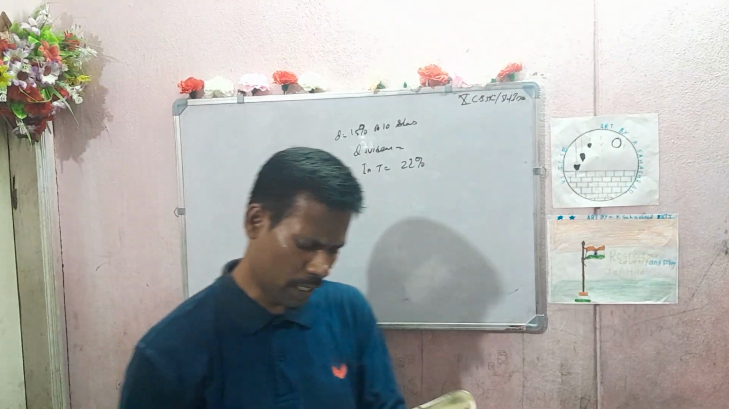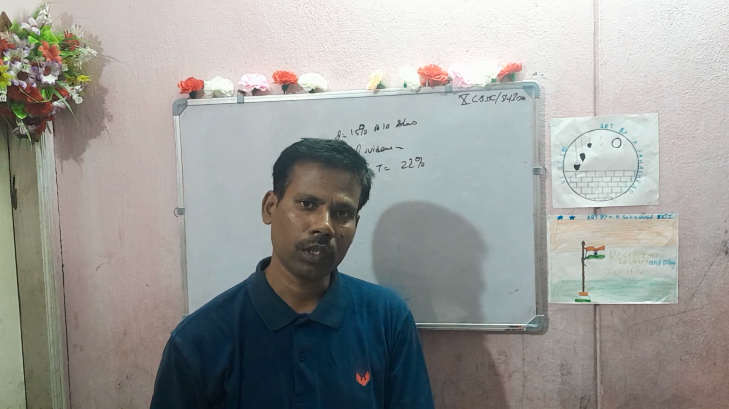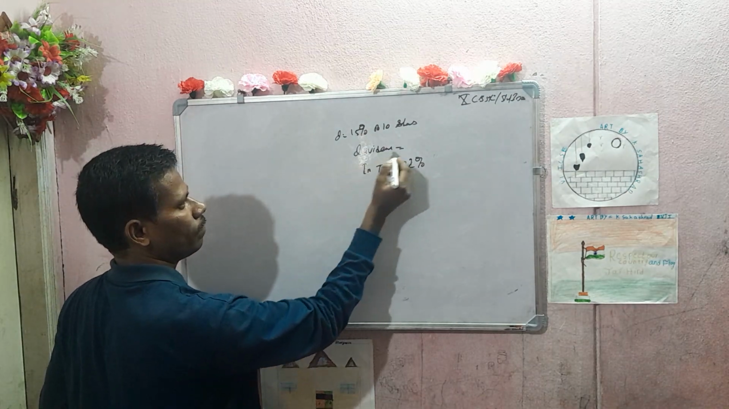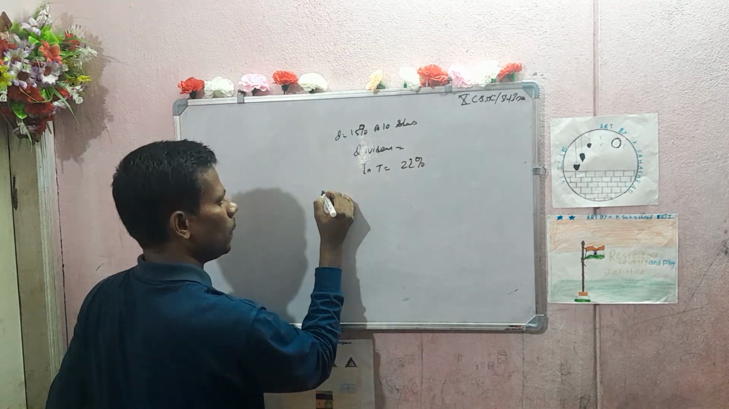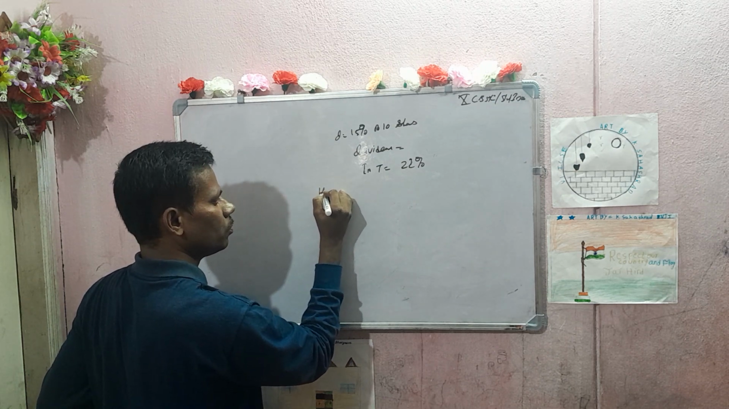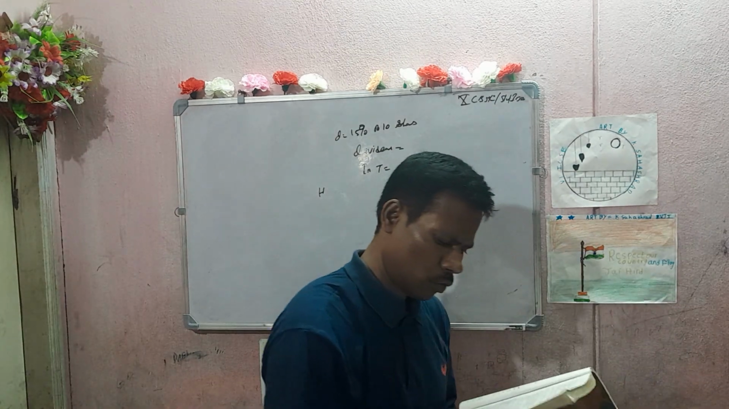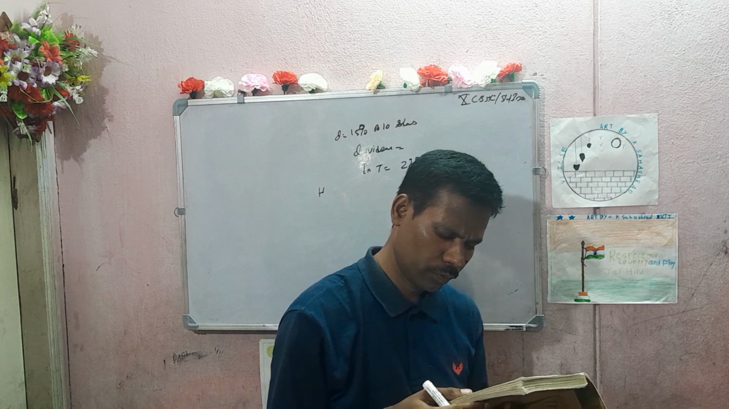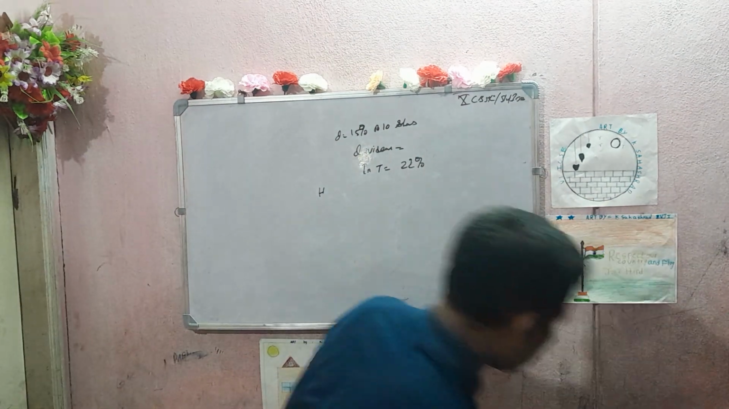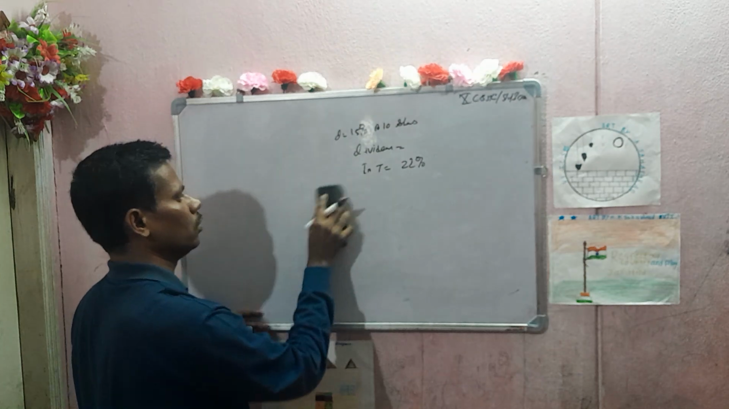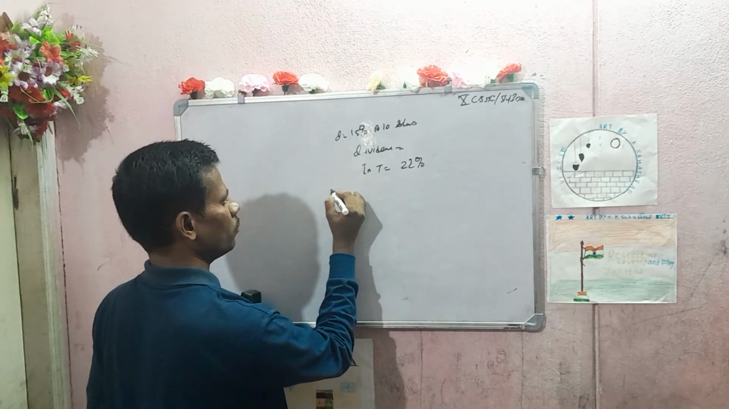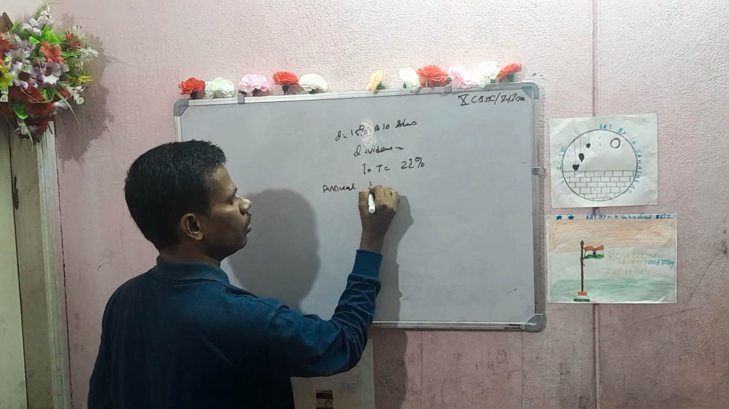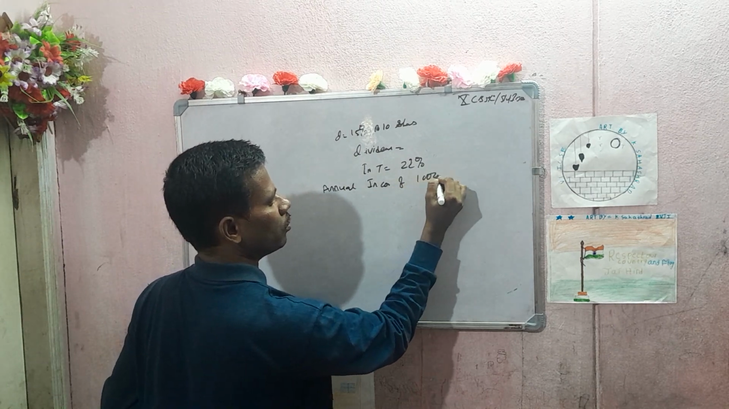Next, find the annual income of a man who owns 1000 shares of this company. He wants to purchase how many shares? Find the annual income of a man who owns 1000 shares of this company. What is his annual income? That is nothing but dividend only, of 1000 shares. Annual income of 1000 shares.